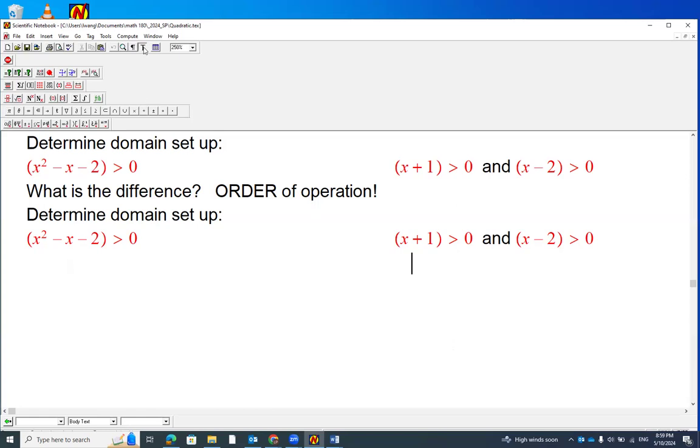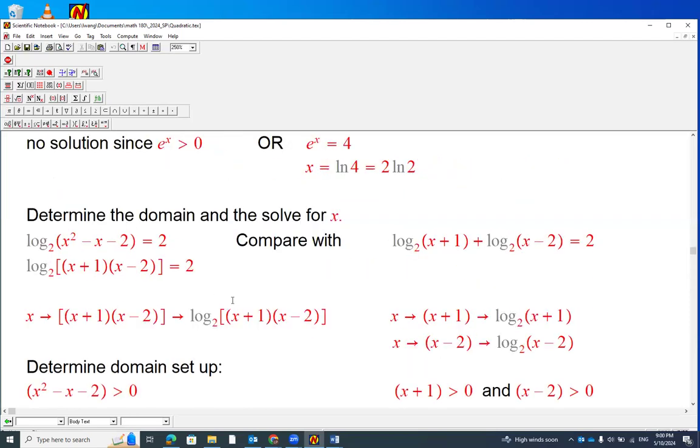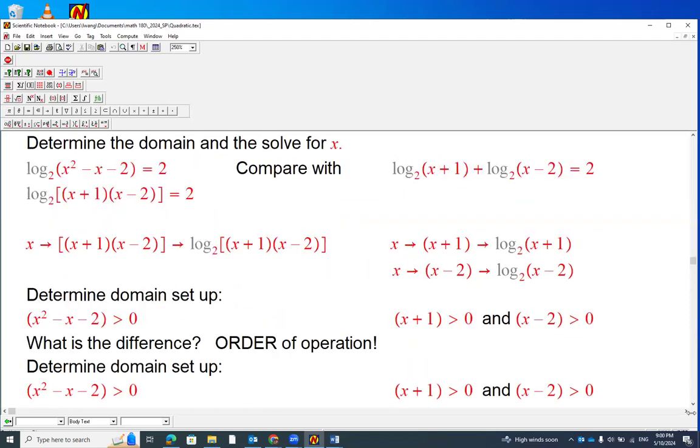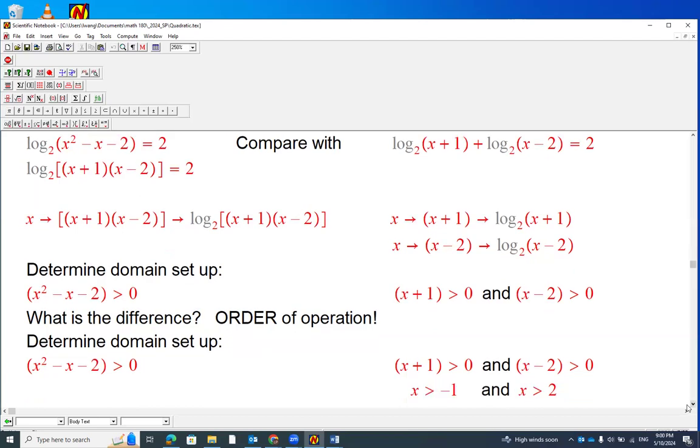So if you were dealing with this latter question, to solve this inequality, you will get x greater than -1 and x greater than 2. And these two combined, the domain for the latter function, for the latter equation, would be x greater than 2. Now, let's look at the first one, the one that we have at hand. So you can see the difference.